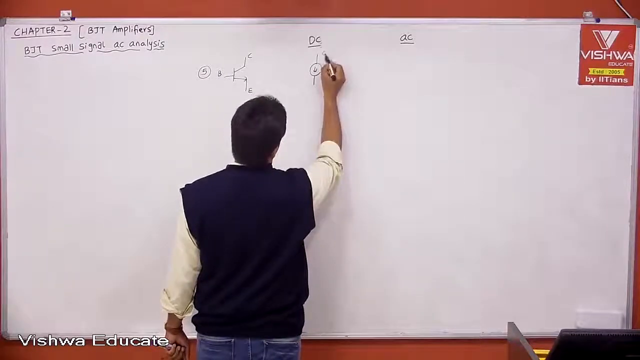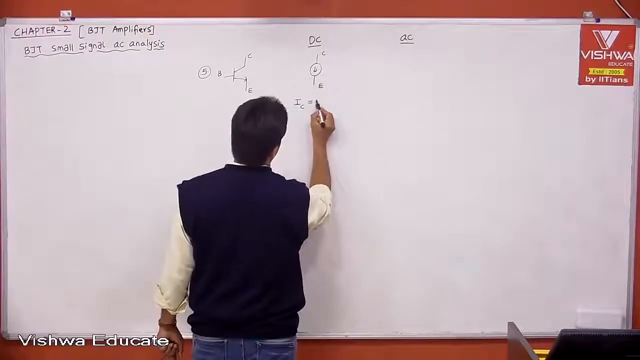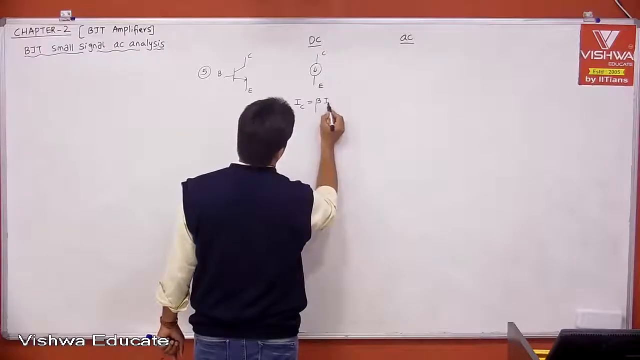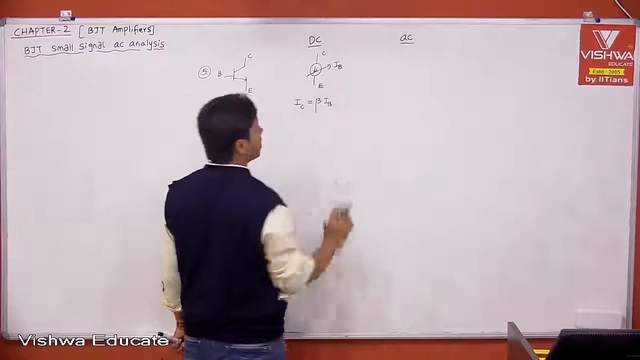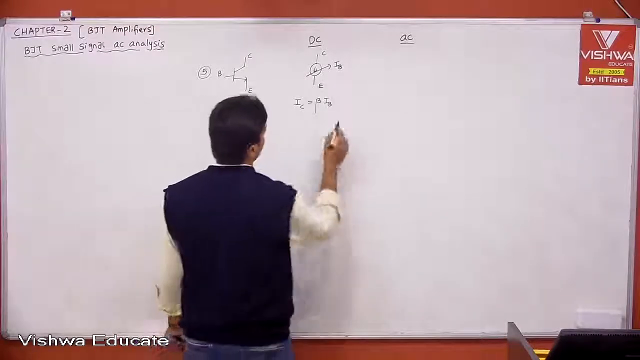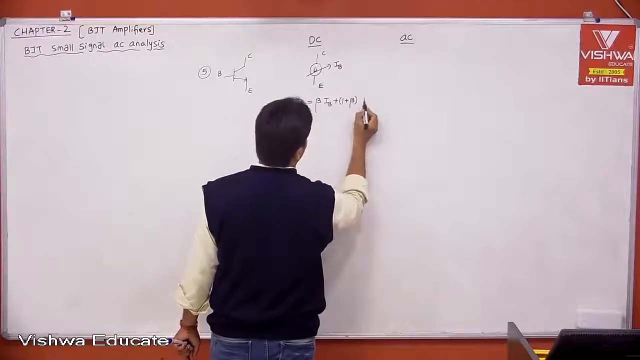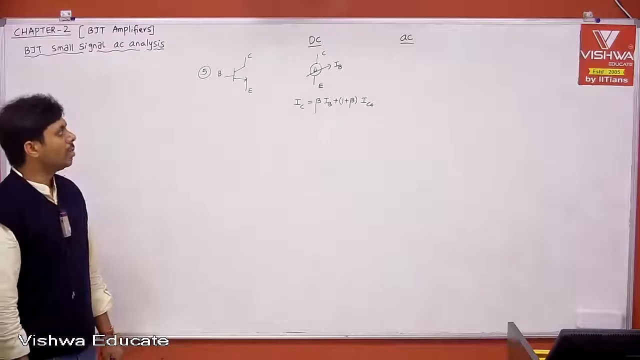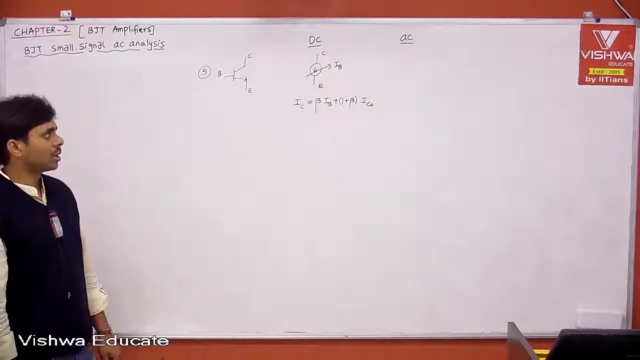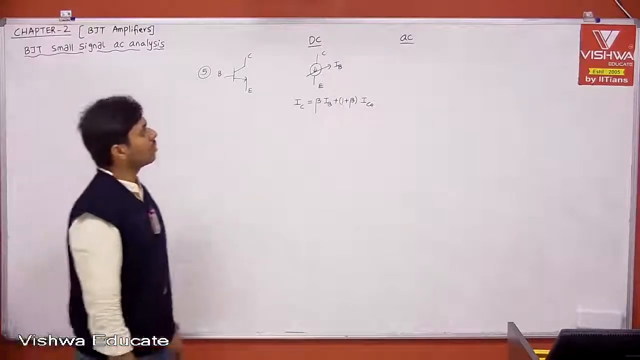I already told you this. Therefore, what is this IC? IC is equal to beta into IB, because it is not simply a current source, it is a current controlled current source, right? IC is equal to beta into IB plus (1 plus beta) into ICBO or IC naught, right? I'm taking only the active region, not saturation and cutoff, only the amplifier portion. And this is the ideal model.